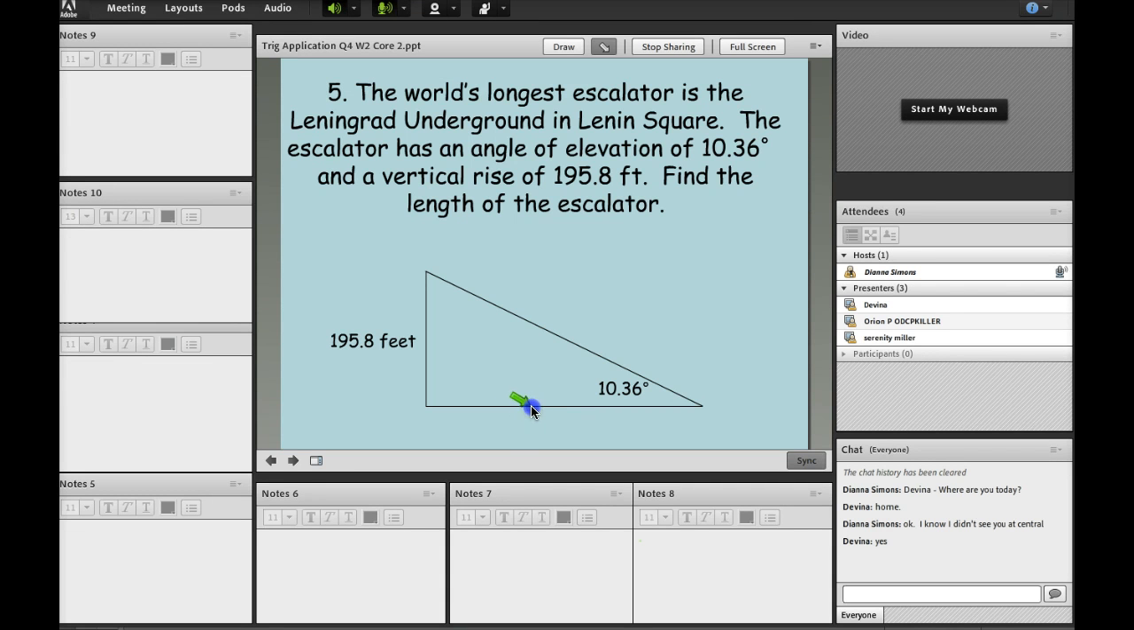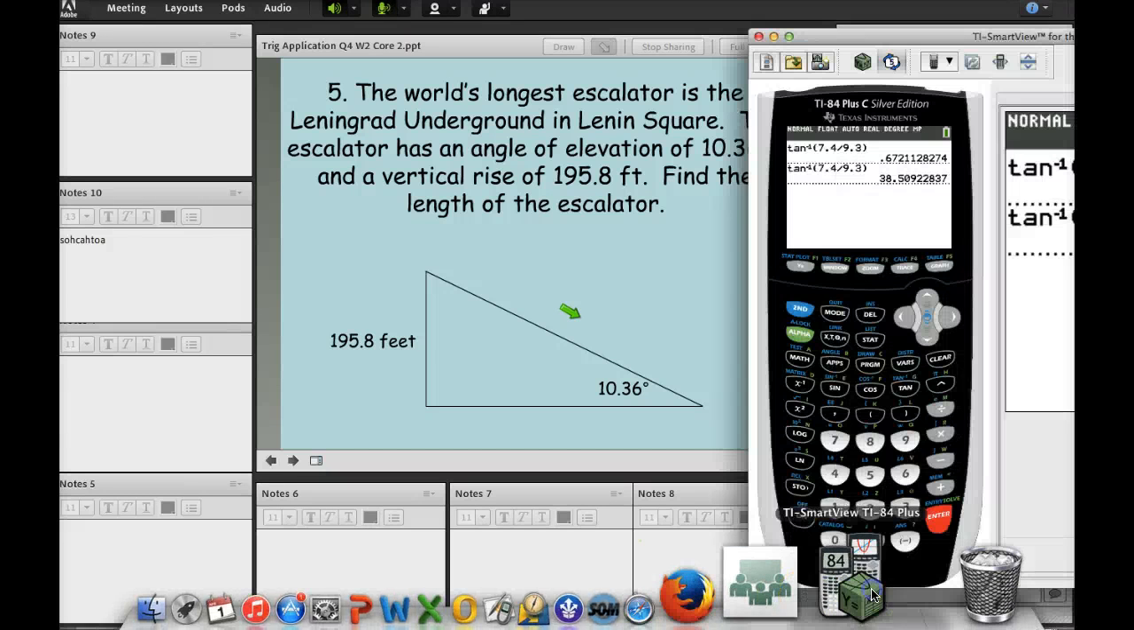Do we have the adjacent side? Look at the picture. Do we know this? It'd be sine because we know the opposite. What we want to find is the hypotenuse. All right, so to set that up, it's going to be sine of 10.36 is equal to 195.8 divided by the hypotenuse, right? So I'm going to put that in.